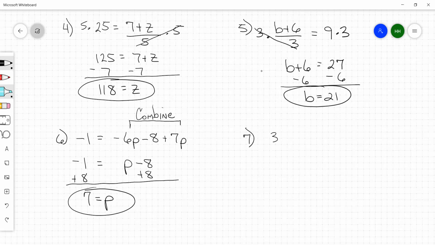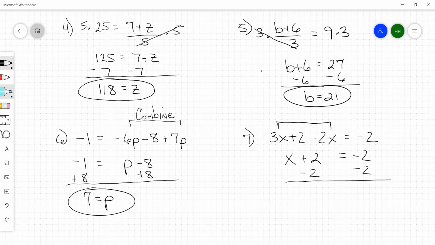And then number 7 is 3x plus 2 minus 2x equals -2. Again, you're going to combine 3x minus 2x, that equals x, plus 2 equals -2. Subtract 2 from each side, and x equals -4.